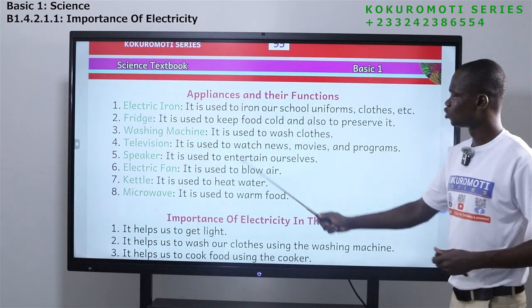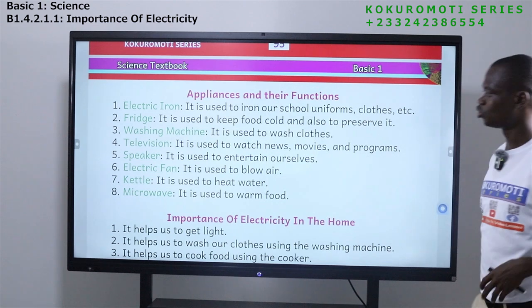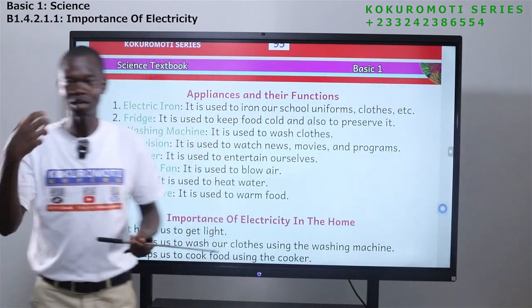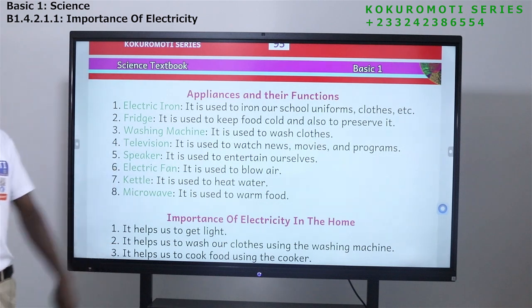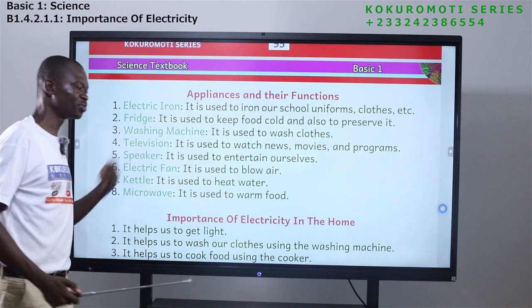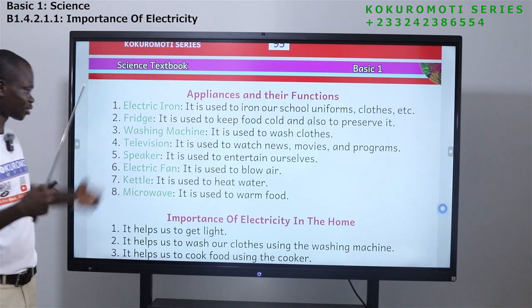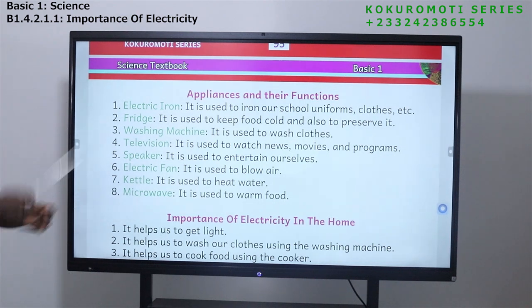Speaker. It is used to entertain ourselves. So one Sunday you go to church, you see they'll be singing, the sound will be coming out of the speaker, or even in your hall. One day your father will be playing music, and you get to hear the sound from the speakers, and then you entertain yourself. You become so happy.